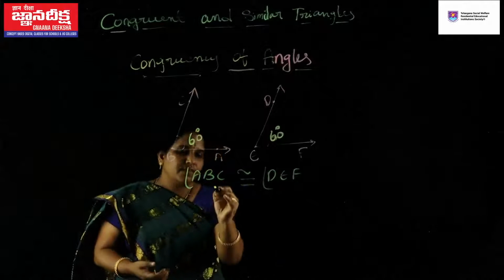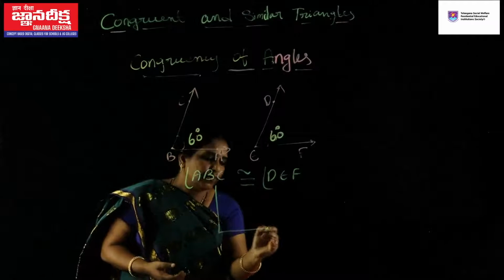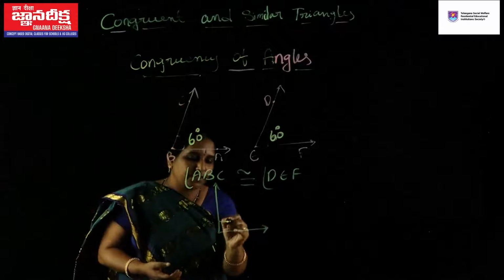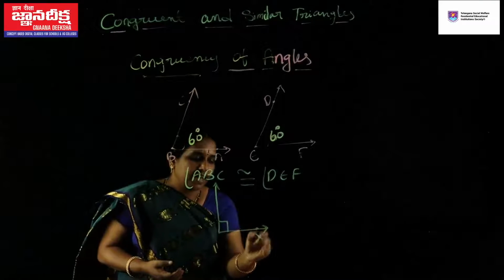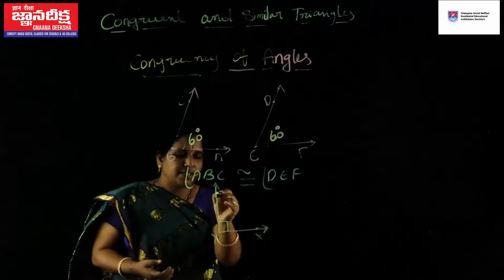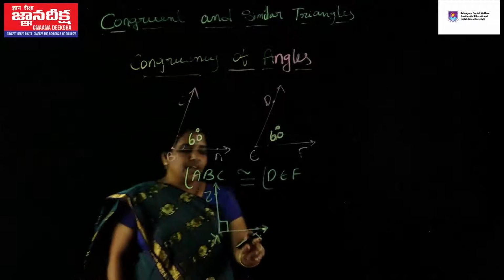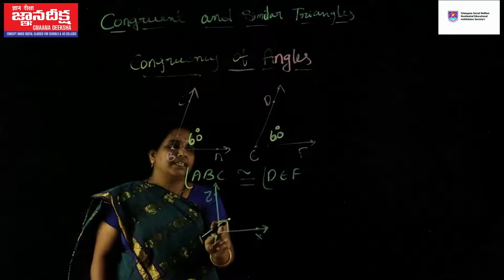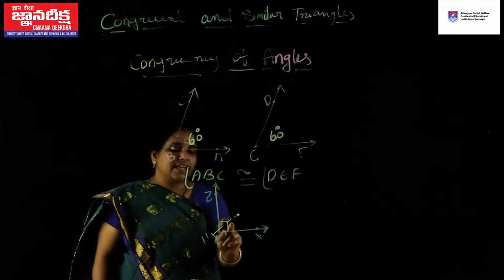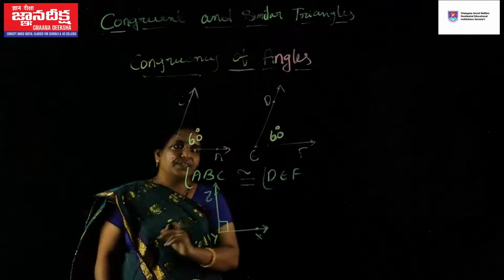Now let us consider one more angle. Can you guess what kind of angle this is? What is the measure? It is 90 degrees. Let me name it as XYZ. So angle XYZ is of 90 degrees. So 60 degrees and 90 degrees. Their measurements are different.